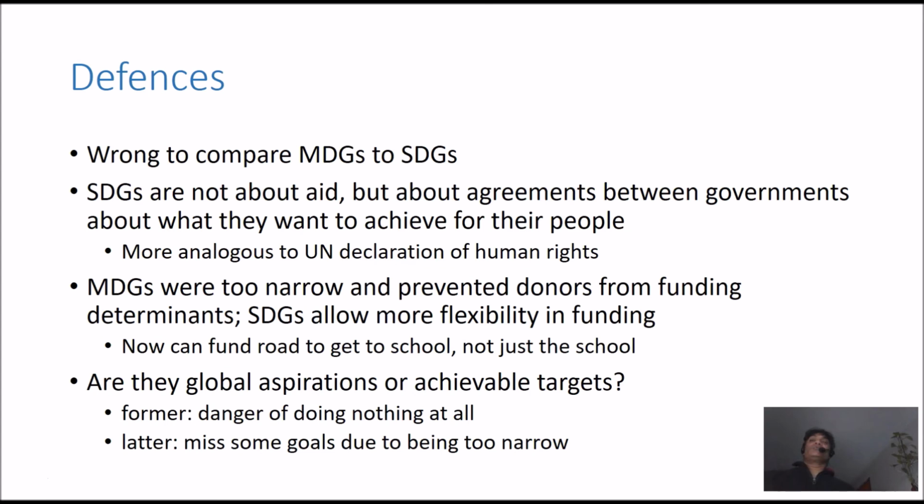Some people say, though, it's wrong to compare the MDGs to the SDGs. The SDGs aren't about aid, aren't about guiding us around specific objectives. They're about agreements between governments, aspirational agreements. In fact, it's more analogous to the UN Declaration of Human Rights than they are to the MDGs. What do I mean by that?